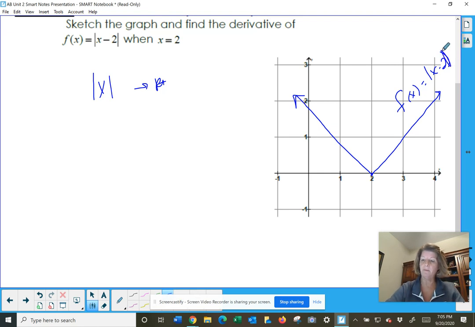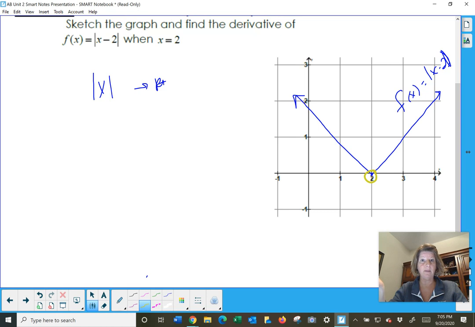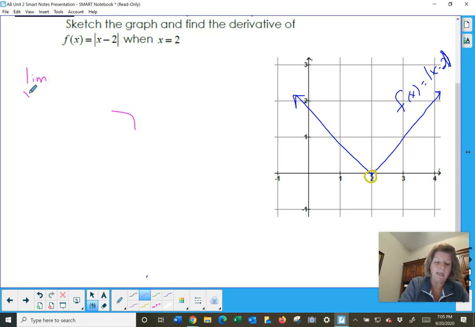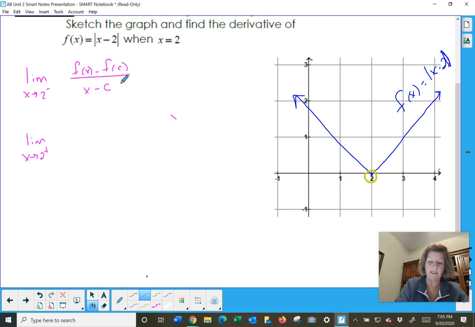Now, why do we have to say down here at 2 the derivative doesn't exist? Well, the derivative is a limit definition. So I should be able to look at the limit as x approaches 2 from the left, and the limit as x approaches 2 from the right, of f of x minus f of c over x minus c.